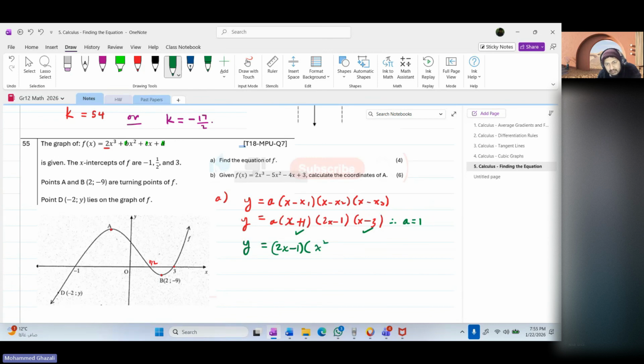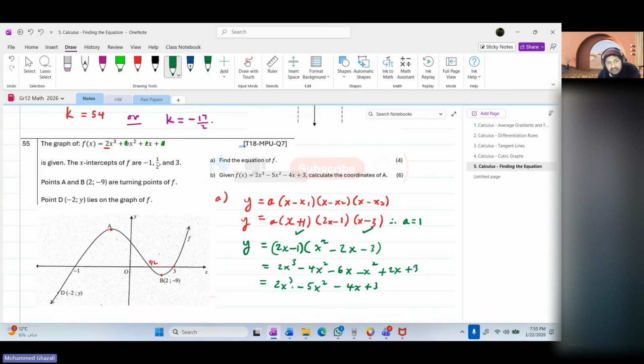So that is x squared plus 1 minus 3 is minus 2x, right? And then minus 3. Now open up the entire equation and then you'll get 2x cubed, right? So you see 2x times x squared is 2x cubed. 2x times minus 2x is minus 4x squared. 2x times minus 3 is minus 6x. Minus 1 times x is minus x squared. Minus 1 times minus 2x is plus 2x plus 3. Now we're going to simplify. We will get 2x cubed minus 5x squared minus 4x plus 3.